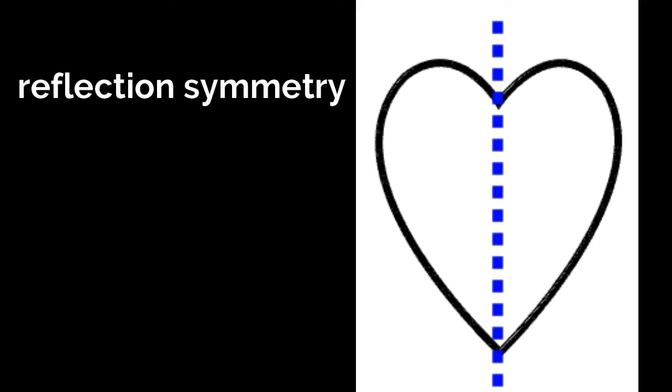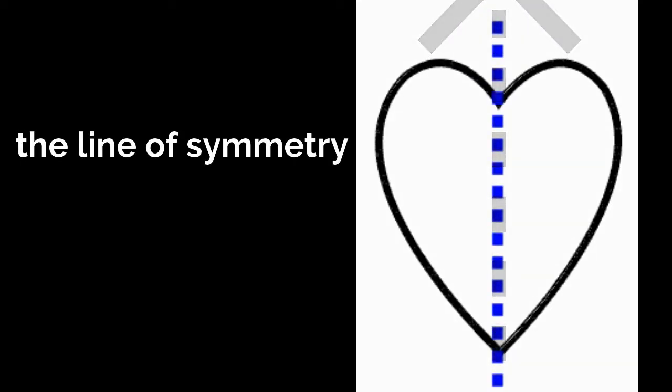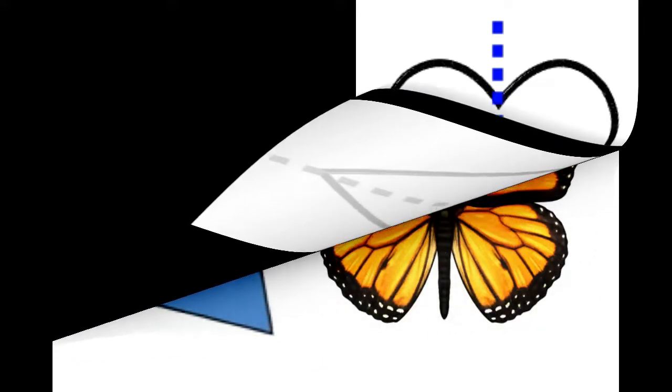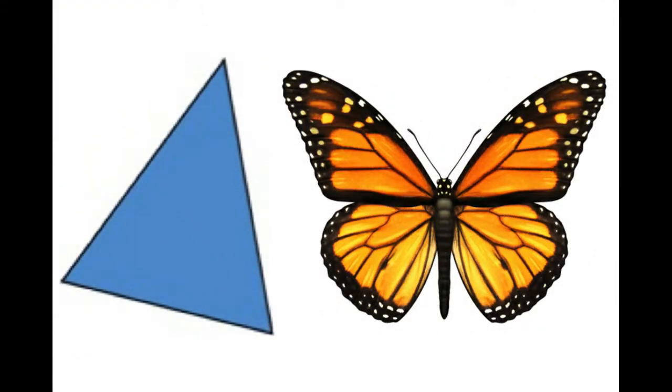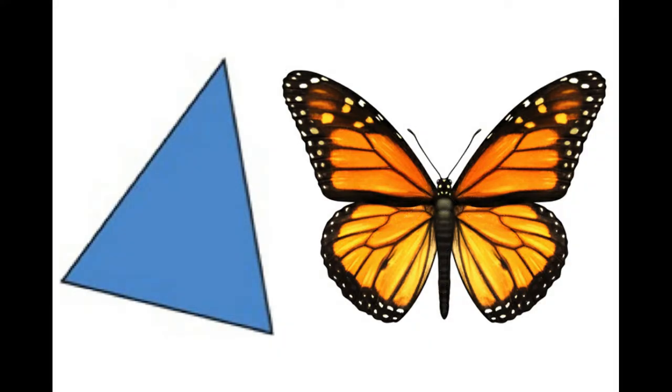Let's talk about symmetry. Reflection symmetry, or another name for it is bilateral symmetry, is when one half of a shape is the reflection of the other half. And so if you fold it in half, they match up, just like this heart. The line where you fold it, that dotted line in the middle, is called the line of symmetry. Here are two symmetrical shapes, and here are their lines of symmetry. They are both good examples of reflection symmetry.